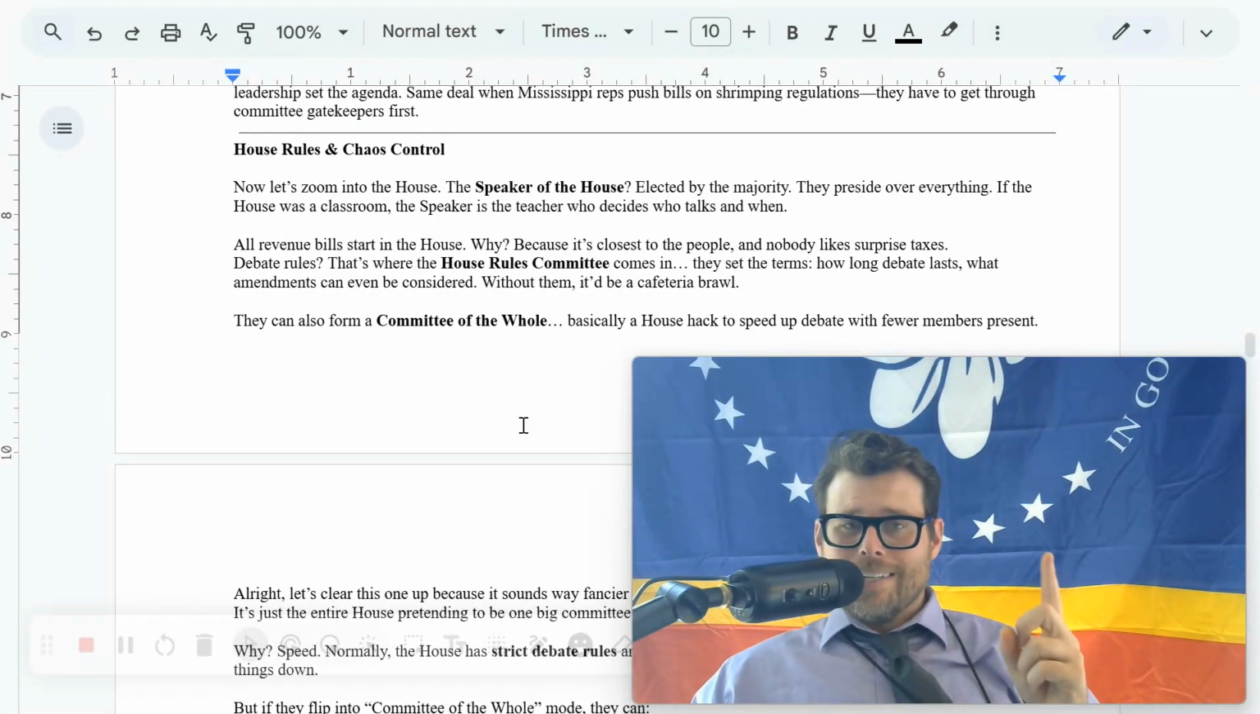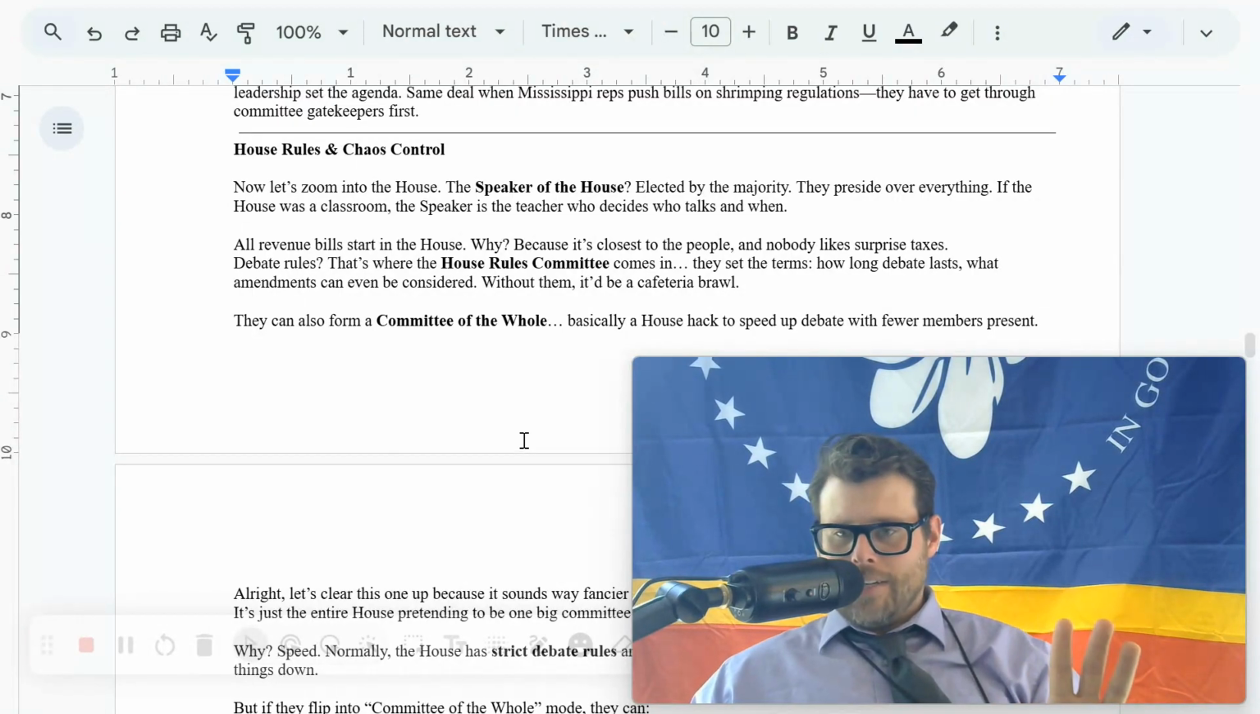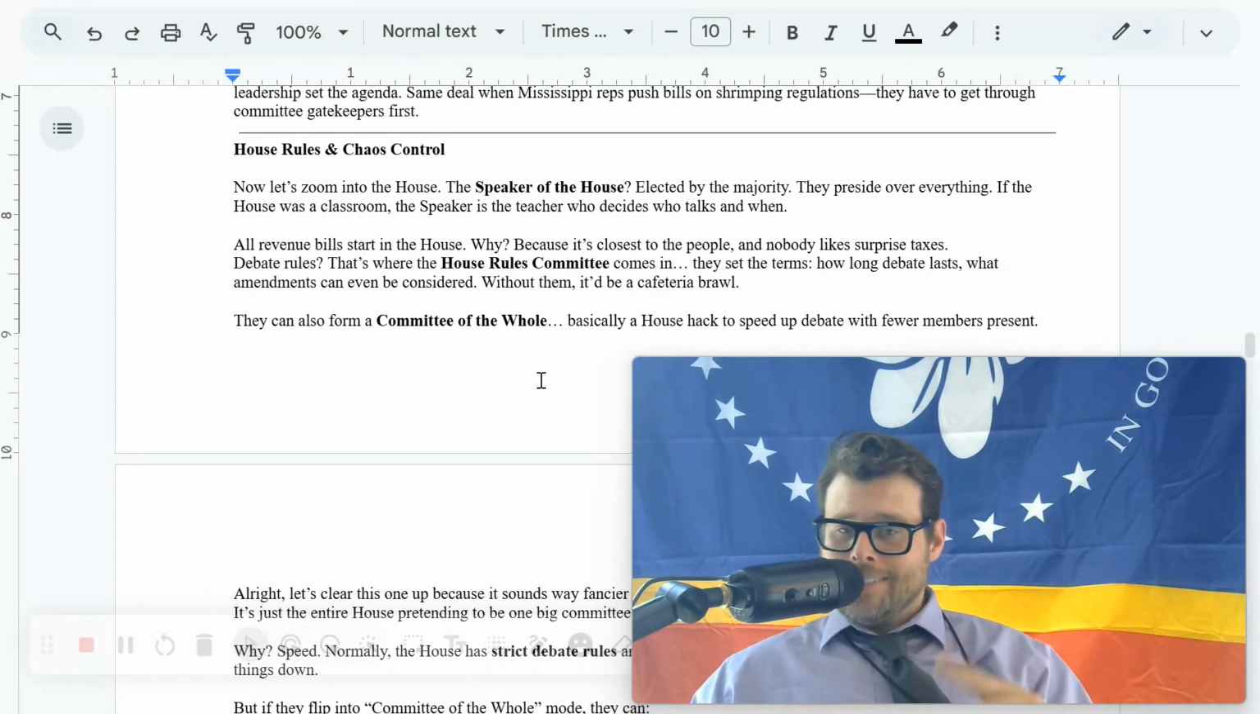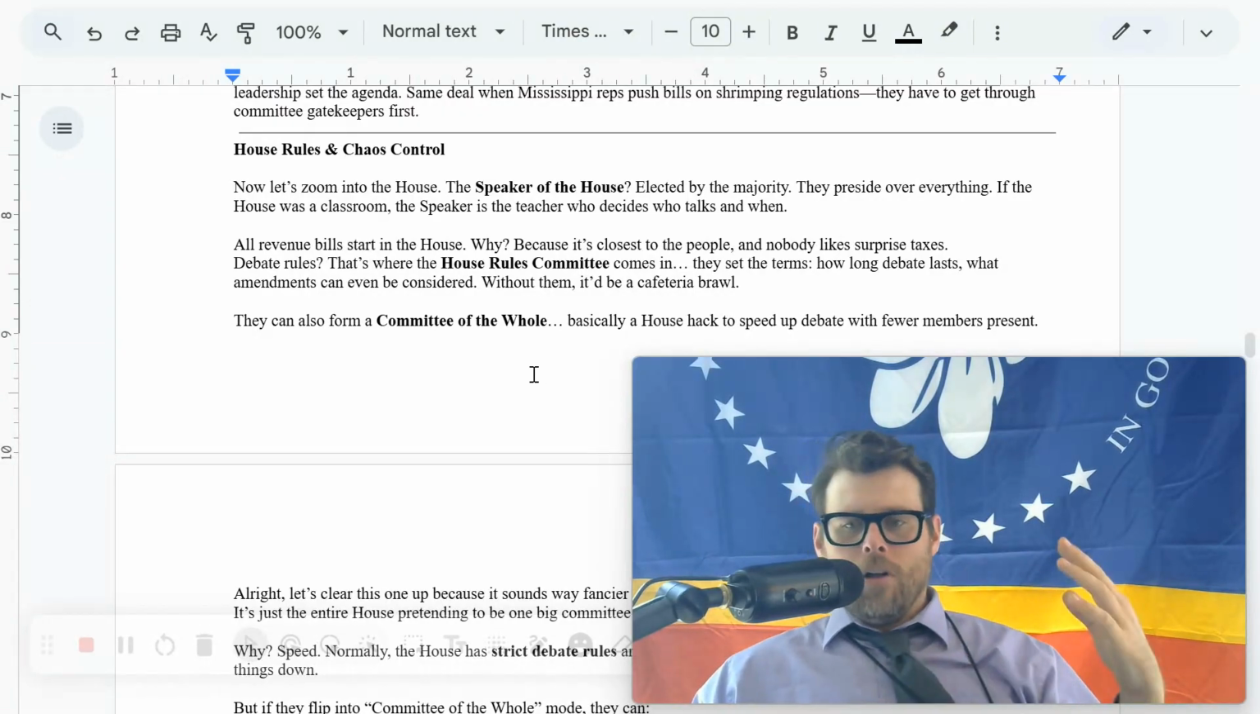So, debate rules. That's where the House Rules Committee steps in, right? And the Senate doesn't have one of these. It's just the House of Representatives Rules Committee. They come in and they set the terms: how long debates will last, time limits, what amendments can be considered. And without them, guys, it's a total cafeteria free-for-all, battle royale, brawl, right?